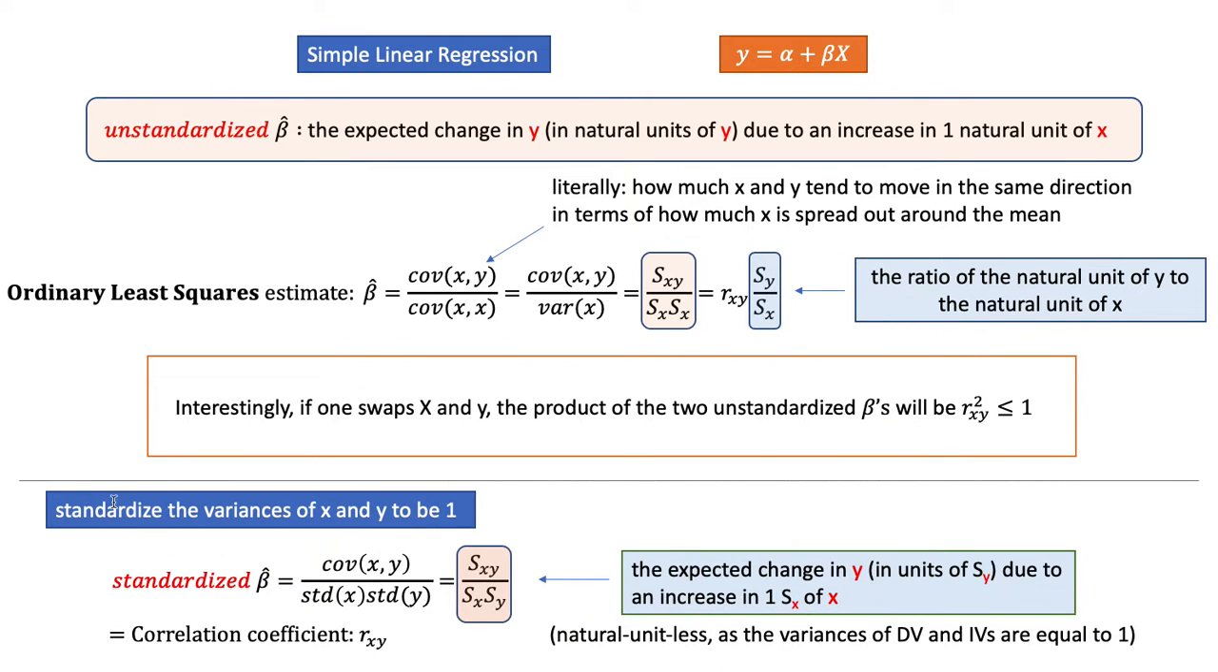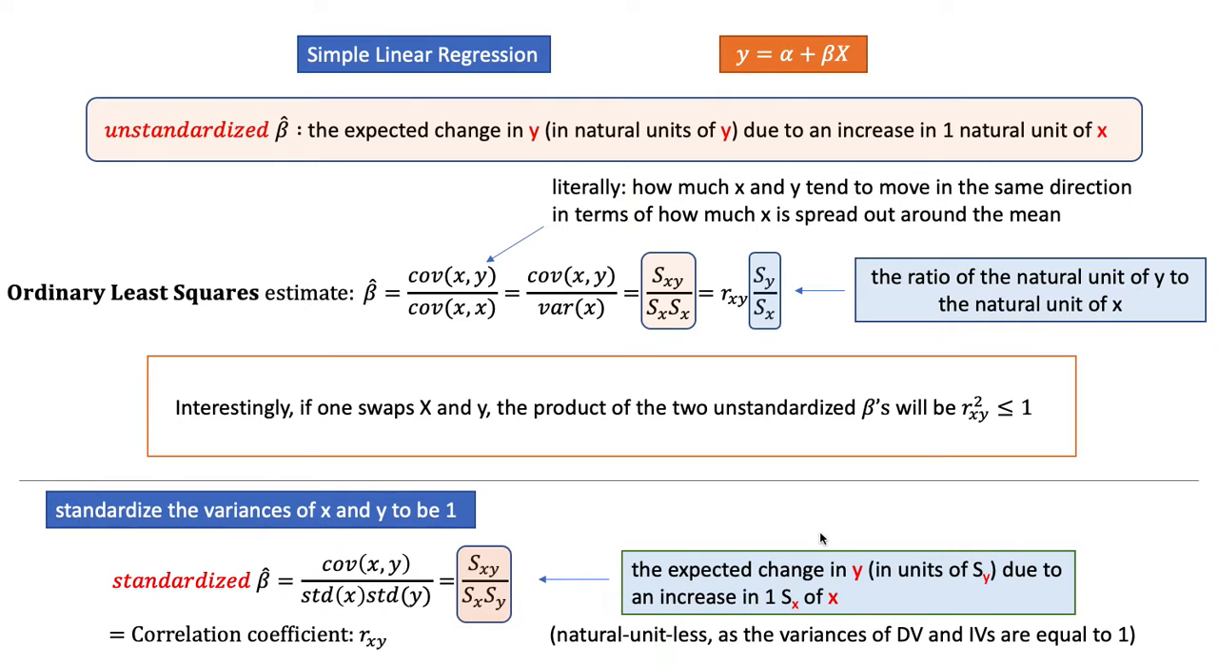Now, if we standardize the variance of x and y to be 1, then we will have a standardized beta. Now, the estimate for the standardized beta is given by the covariance of x and y over the product of the standard deviation of x and the standard deviation of y.